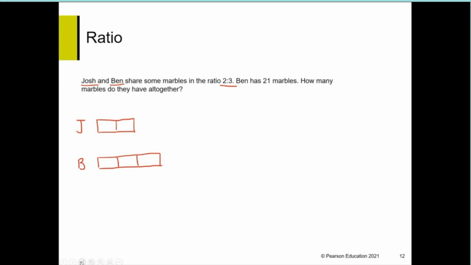And then it says Ben has 21 marbles. So where is that? That's this bit here. So that's 21. Now I always say, any calculation that you're thinking, you still write it down. So I've got these three boxes that represent 21, so I know I need to do the calculation 21 shared by 3, which is 7. I've written down that calculation. I've not just done it in my head.